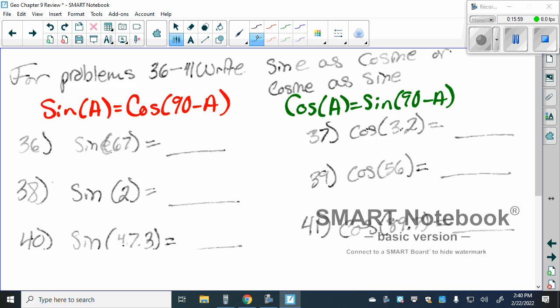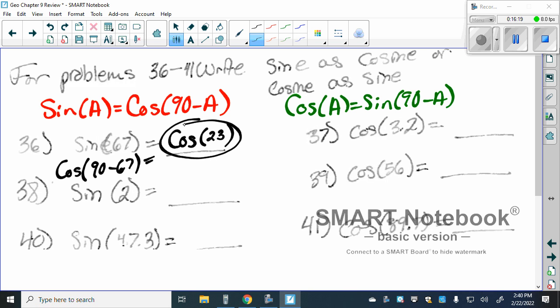Now, for our first one here, we have sine of 67. So our answer is going to have cosine of an angle. Because what we're doing here is cosine of 90 minus 67. Well, 90 minus 67 is 23. So that's the answer. We're not actually finding or evaluating each one. We're just rewriting sine as cosine or cosine as sine.